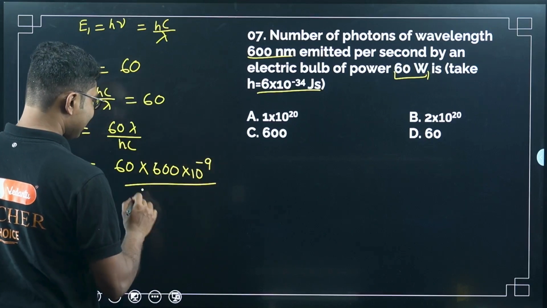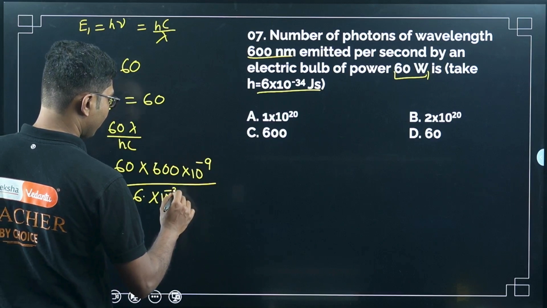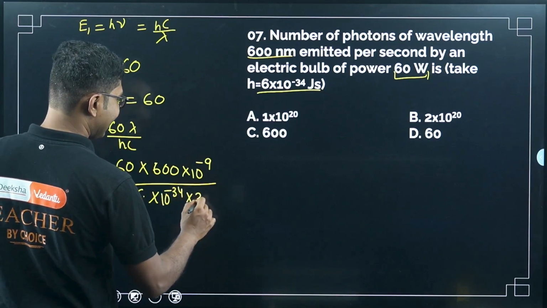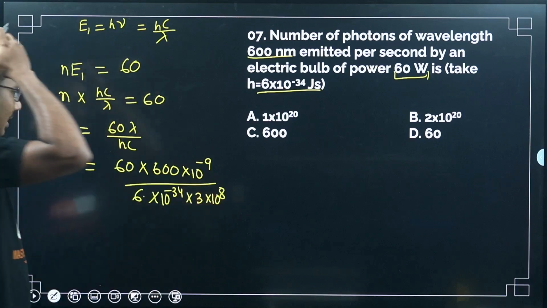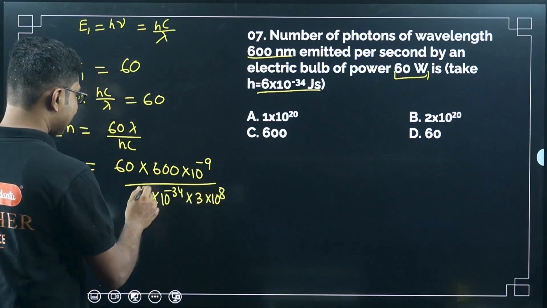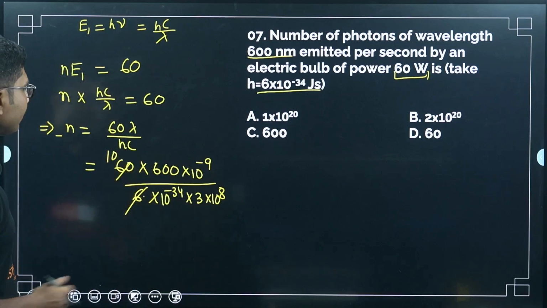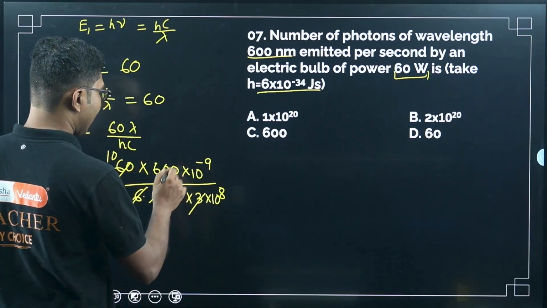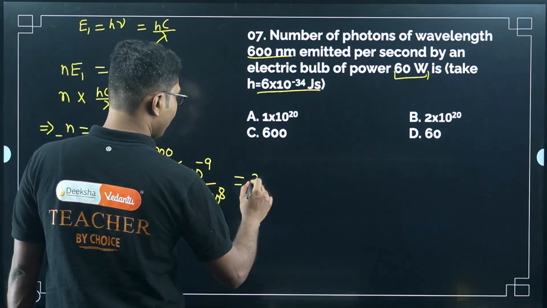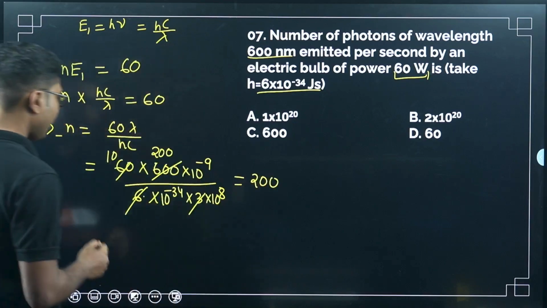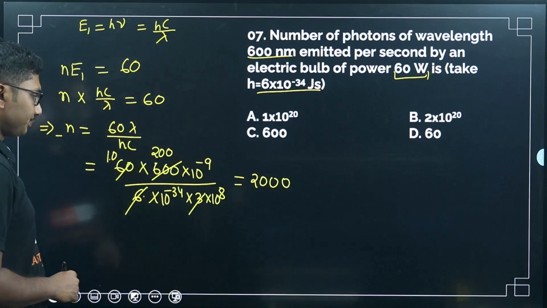Now h is 6 times 10 to the power of minus 34, and c is 3 times 10 to the power of 8, the speed of light. Now you can cancel this 6 with this 10, and now we have to simplify it. So 3 will be cancelled, it will be 200, and there is one more 0, 2000.